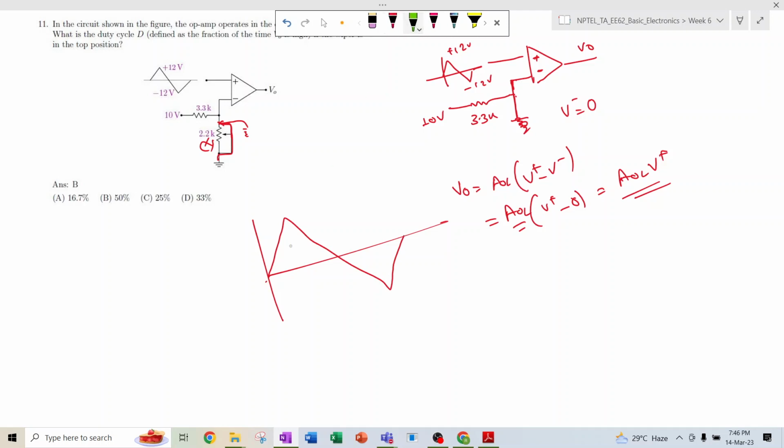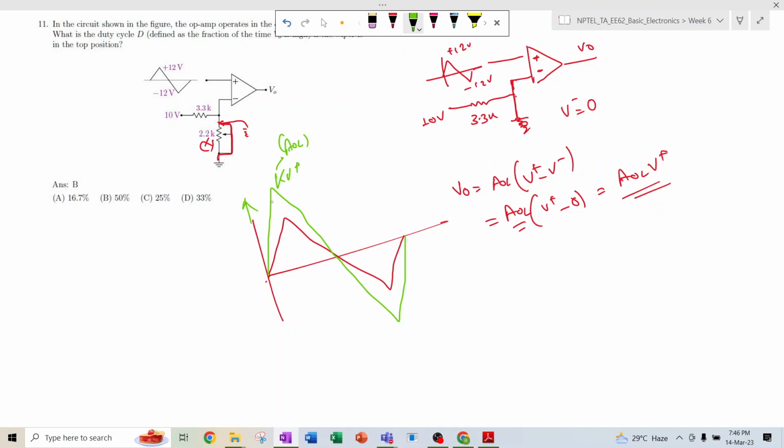If the input is this, the output will be K times V plus, right? K is AOL, the open loop gain. K is AOL, okay.